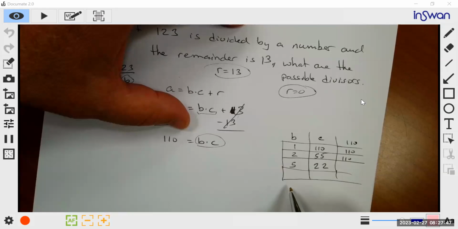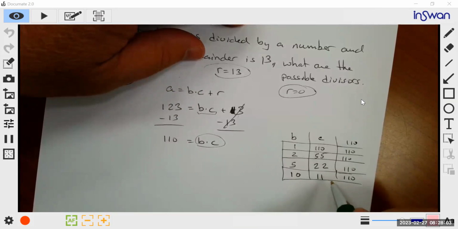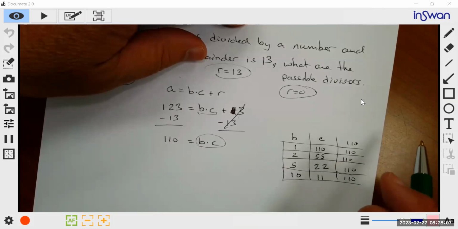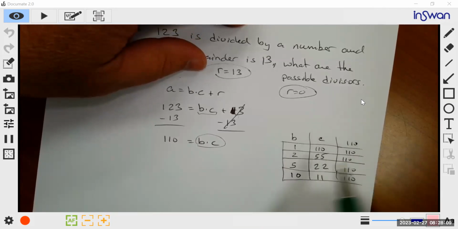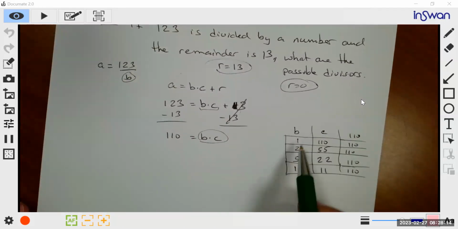6 doesn't go in there. 7, no, 8. 9. 10 times 11. 13, 15, no. 15 can't go in there because 5 and 3. There's no 3. So, okay, this is all we can have.